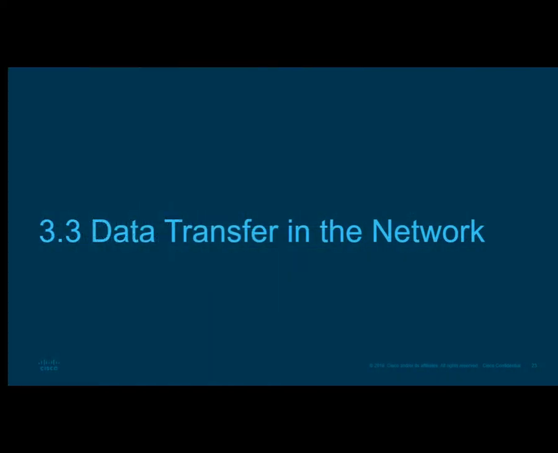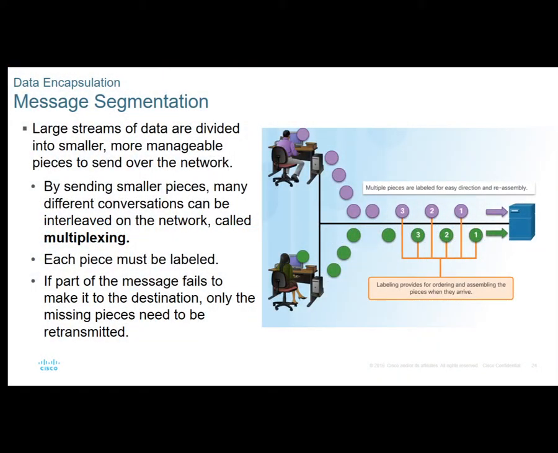Data transfer in the network. So we have what's called message segmentation. It's basically large streams of data that are divided into smaller, more manageable pieces sent across the network. Look at this. So I'm sitting there going, instead of it being one solid path, it's broken up into chunks. Labeling provides encoding and assembly of the pieces when they arrive. And then multiple pieces are labeled for easy direction and reassembly. So by sending smaller pieces, many different conversations can be interleaved on the network, and it's called multiplexing.